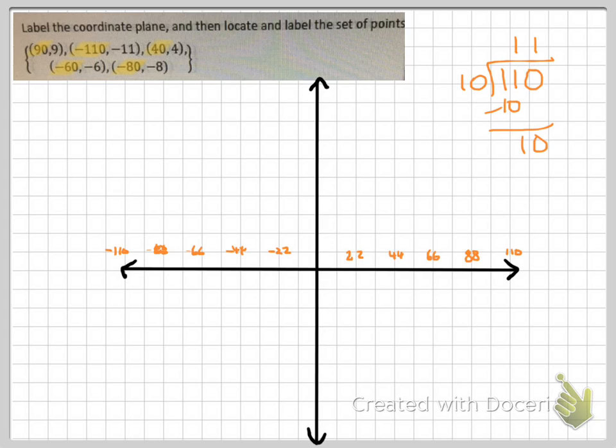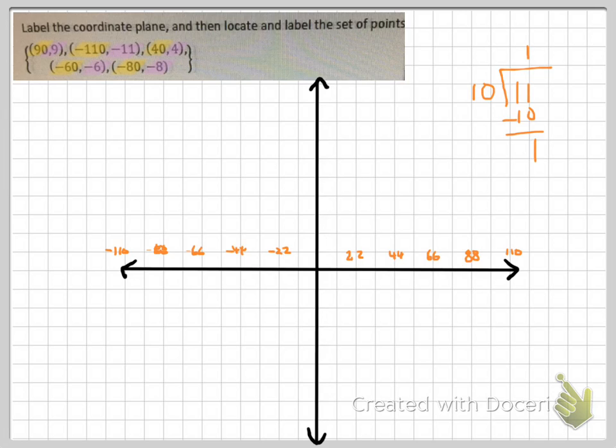And then let's take a look at y. And let me get you a different color. There we go. The y values, I've got 9, negative 11, 4, negative 6, negative 8. The biggest absolute value is 11. So I have 10 spaces again. So let me see, I'm going to do some more calculating here. This time I have an absolute value of 11. I want to split it into 10 equal spaces. So 10 goes into 11 once. 1 times 10 is 10.